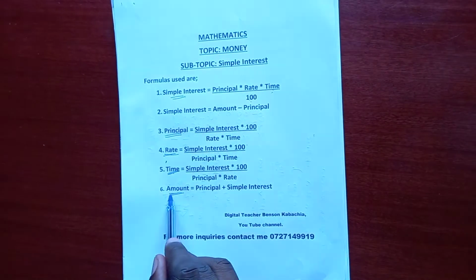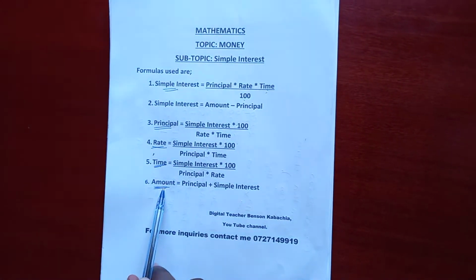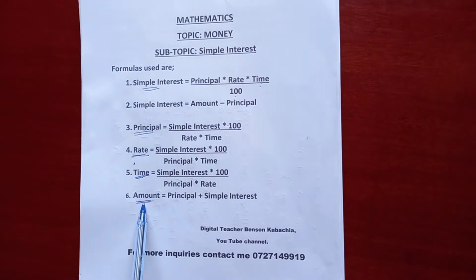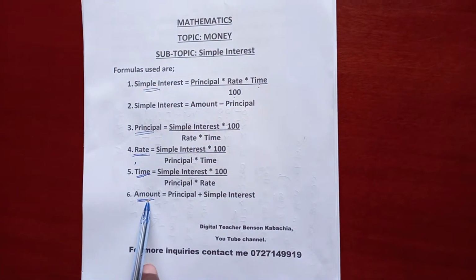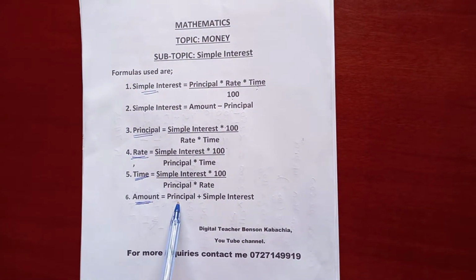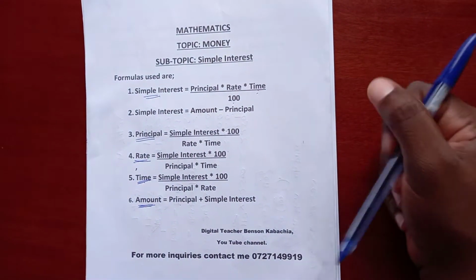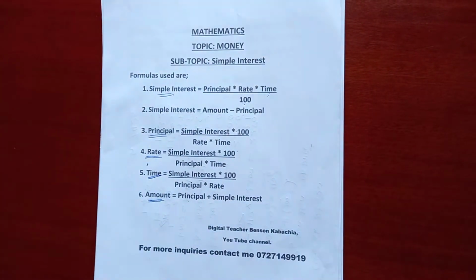The amount means the money payable at the end of the duration if it is a loan, or the money that will be withdrawn after somebody has deposited, and it equals principal plus interest. We are going to use these formulas to tackle several questions, and I hope you understand.